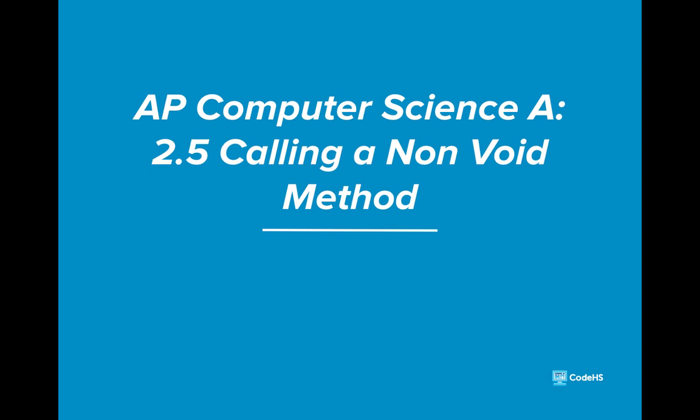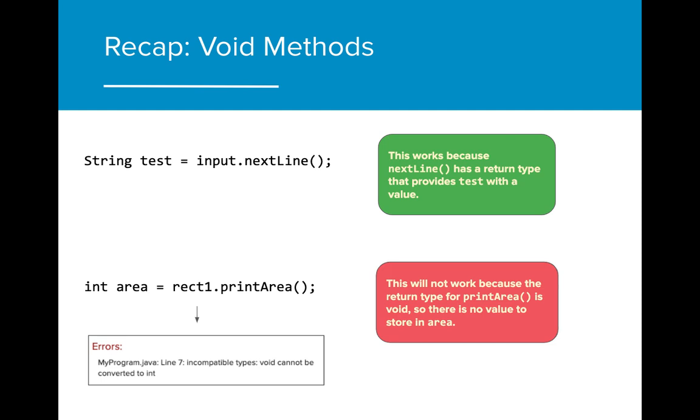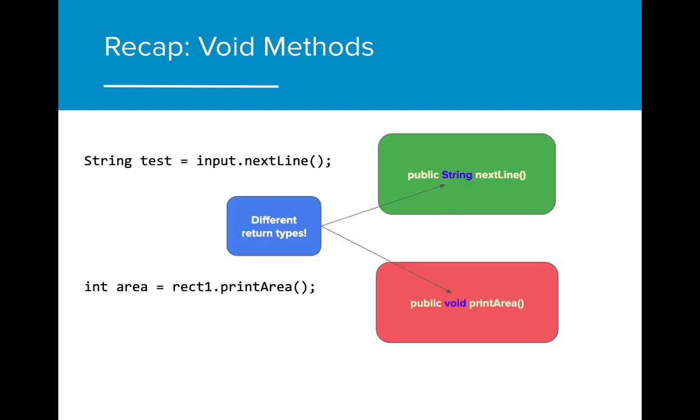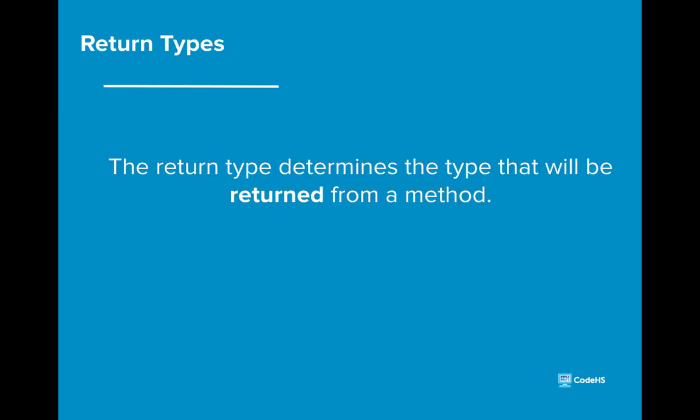Hi, in this lesson, we'll learn how to call a non-void method. At the end of lesson 2.3, we learned that the nextLine method could be assigned to a variable while the printArea method could not. This is because the return type for the method signature is different for printArea and nextLine. The return type determines the type that will be returned from a method.